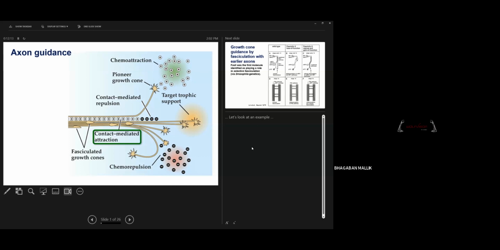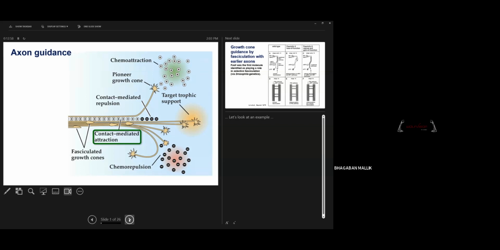Then we talked about some examples of contact mediated attraction, that happens because of interaction between the axons, and you have fasciculation, formation of axon bundles. You can see here. Then we talked about other mechanisms, where you have diffusing chemicals that can also attract and repel the axon. So we talked about chemoattraction and chemorepulsion. We will continue to talk about some examples of these four categories. I have listed them here one by one. First we'll talk about some more examples for contact mediated attraction.